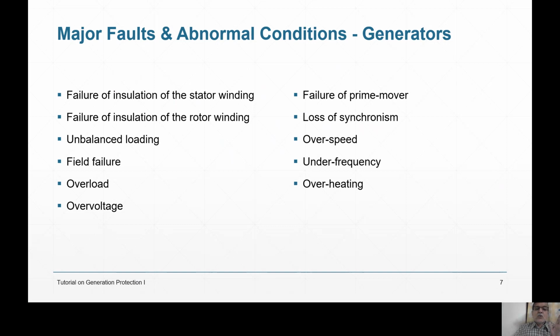So these two are faults. These first two are faults. Others are abnormalities. They are not faults. That means current is not passing through an undesired path. But these abnormalities damage the generator.